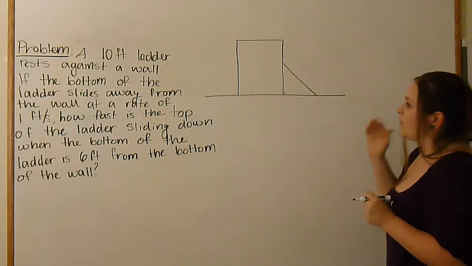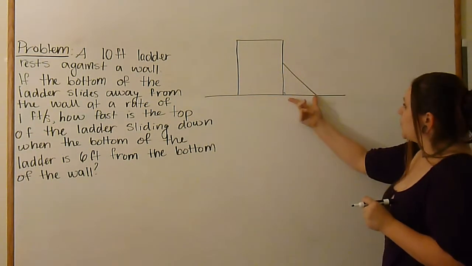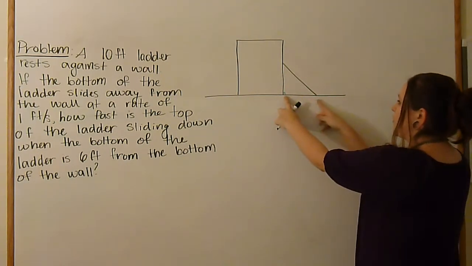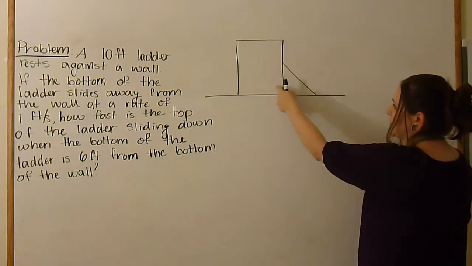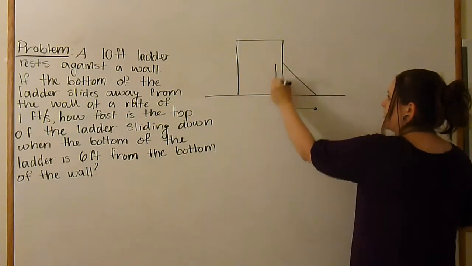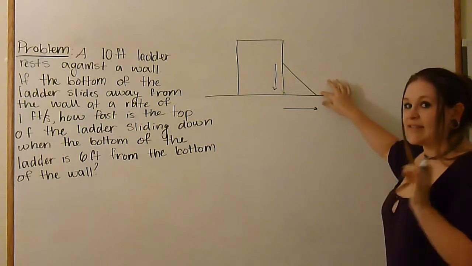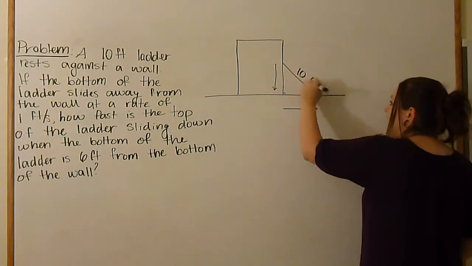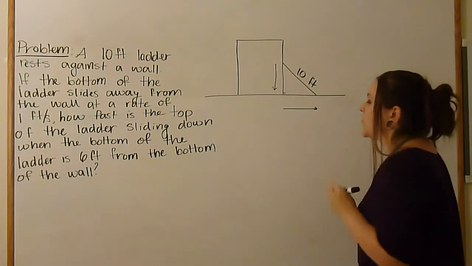So there are a few things that are changing. As this ladder slides, the bottom of the ladder goes further from the bottom of the wall. It'll slide down like this. And also the top goes down. So this is what's going on. The bottom of the ladder is going this way. The top of the ladder is going down. But the length of the ladder stays the same. It stays a constant 10 feet. I can label that as 10 feet because it is not something that is changing.